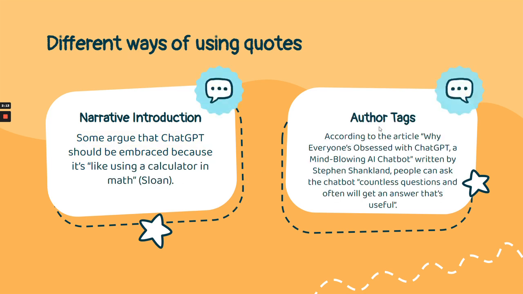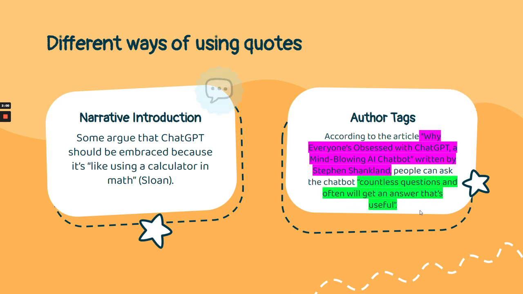You can also use an author tag. According to the article, Why Everyone's Obsessed with ChatGPT, a mind-blowing AI chatbot written by Stephen Shankland, people can ask the chatbot countless questions and often will get an answer that's useful. So in the purple is my author tag, where I give the title of the article and who wrote it, and then in the green is my evidence. Because I'm already using the author's last name as part of my author tag, I don't need it in an in-text parenthetical citation.